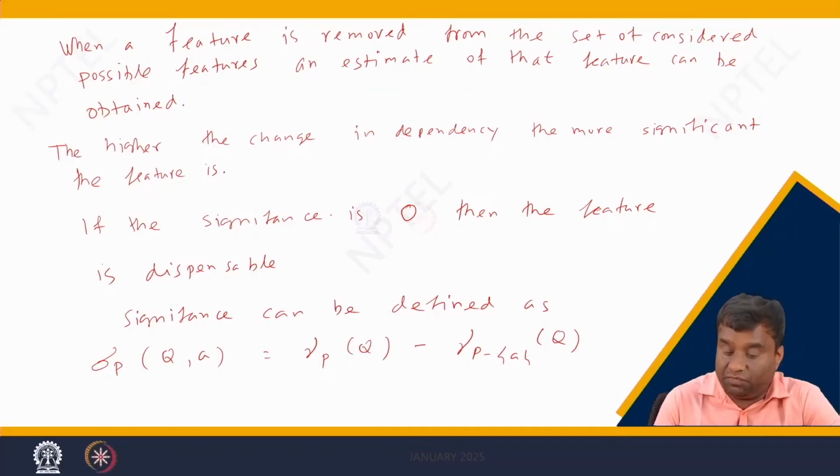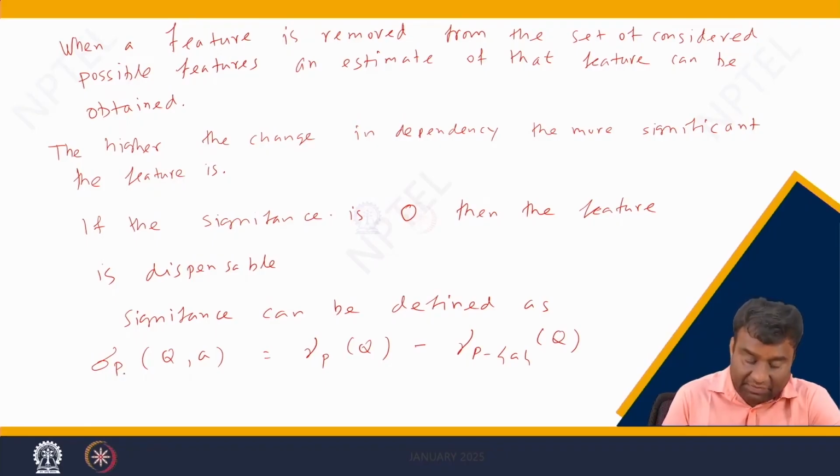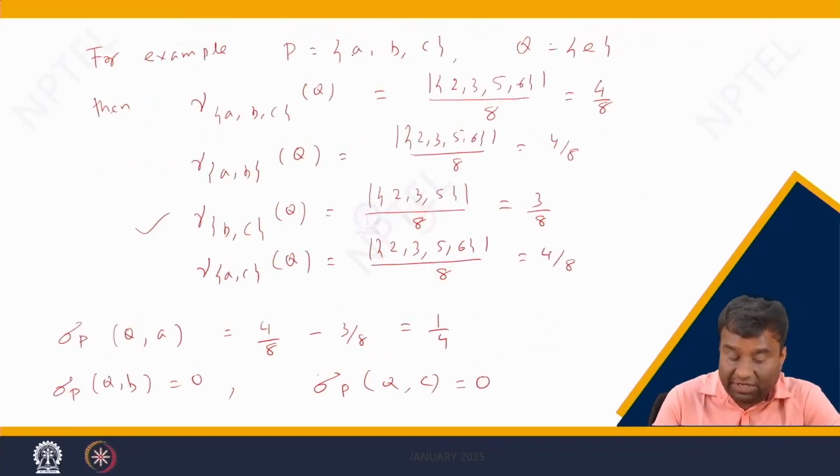While a feature is removed from the set of considered possible features, an estimate of that feature can be obtained. The higher the change in dependency, the more significant the feature is. If the significance is 0, then the feature is dispensable. Significance can be defined as the significance of attribute A for Q with respect to P, which is gamma of Q with respect to P minus gamma of Q with respect to P minus A. So here, for example, you take P equal to ABC and Q is E. We have calculated gamma BC Q, that is 3 by 8.